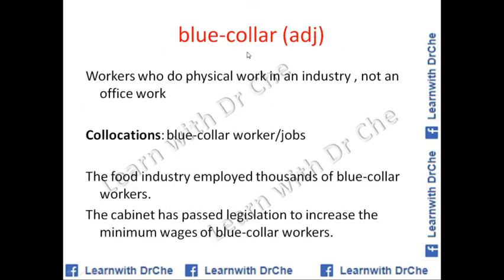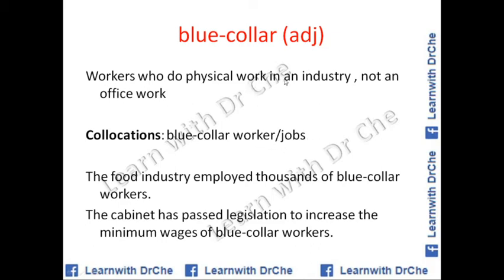Blue collar. Blue collar is an adjective. Mostly you will see this in business, or in employment, when you're talking about a job. The collocations are blue collar worker, and you can say blue collar jobs. These are collocations, remember them.